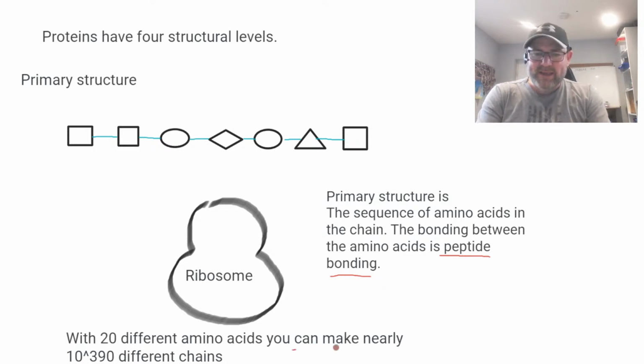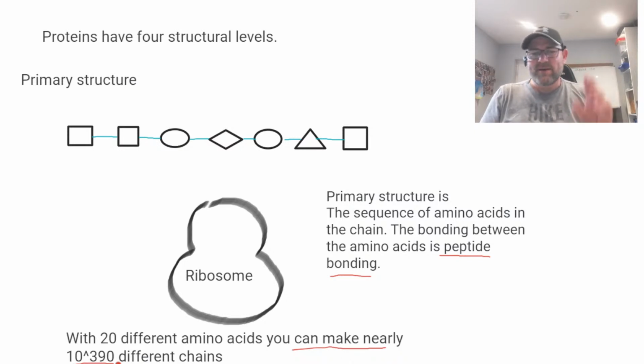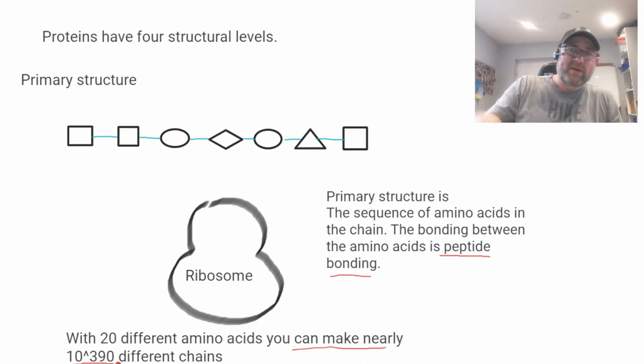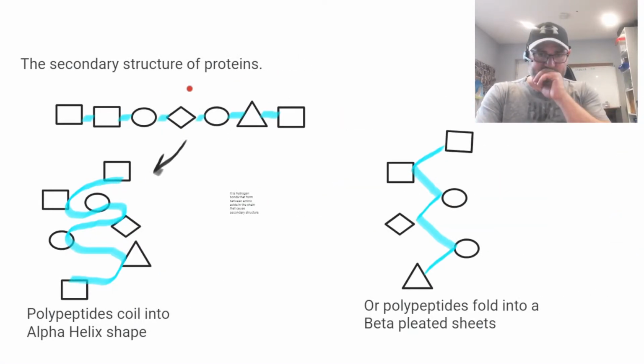And by the way, it says here, you can make 10 to the 390 different protein chains. So that's huge. That's 390 zeros, and I don't even know the size of that number. You can't even put a name to it. It's bigger than Avogadro's constant. It's absolutely huge. So there are almost infinite amounts of proteins you can make.